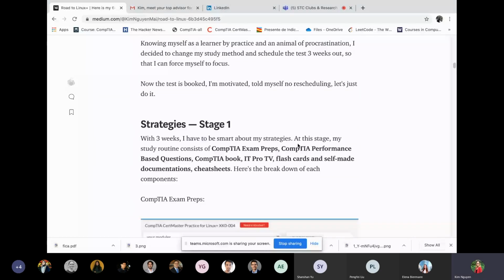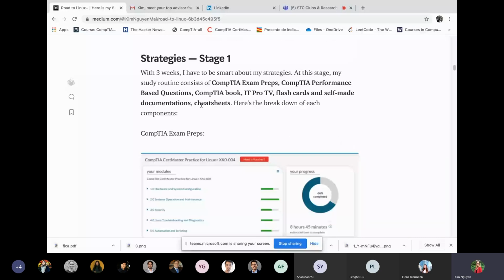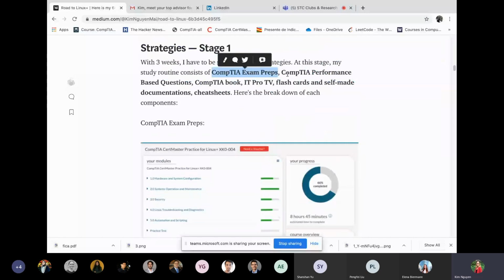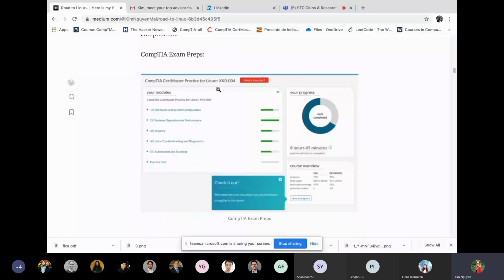So at this point, with these 3 weeks, I used the exam preps, which look like this. They also have performance-based questions, and then they have the book. And I also used IT Pro TV, and I created my own flashcards and made notes and cheat sheets. So for the exam preps, this is what it looks like.